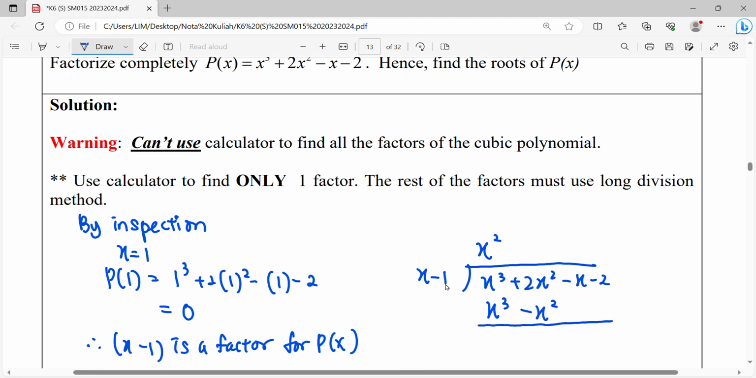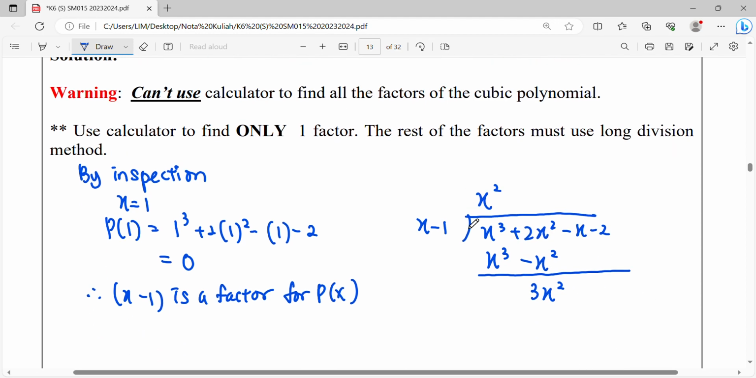Then we find its balance. So minus, this one 2 minus negative 1, we get positive 3x squared. So the rest of it we will pull down, taking down negative x, negative 2. Then we repeat again to get 3x squared. So we need a multiplier of 3 and x. So 3x times x, we can get 3x squared. Expand also for this negative one, negative 3x.